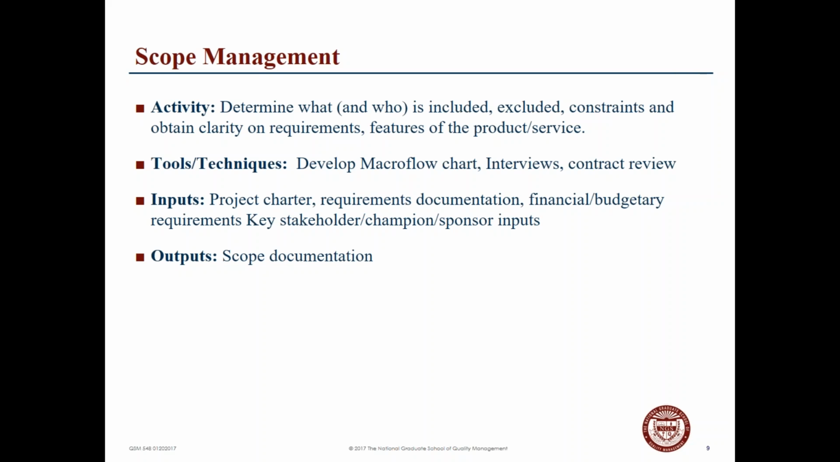Again, macro flowcharts work really well. Additional interviews may be appropriate. And again, looking at the contract, looking at the documentation, and reviewing that. Again, what is the value-added activity that will help you be successful in meeting the expectations of the stakeholders, the champion, or your customer? Again, creating an appropriate project charter that clearly delineates and identifies who's responsible for what. What does that requirements documentation look like?